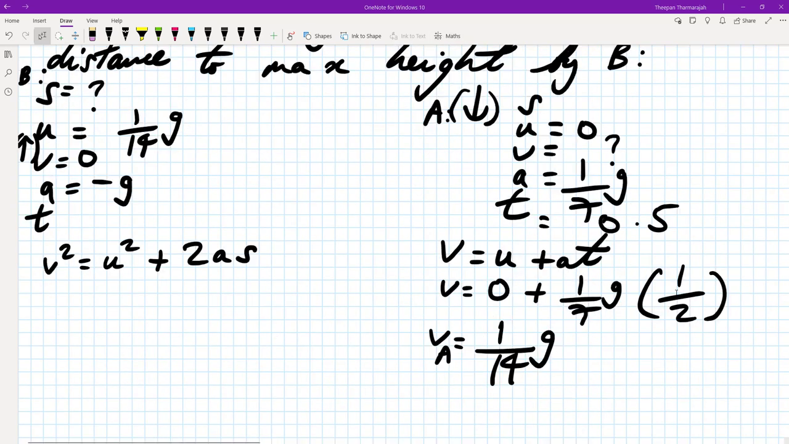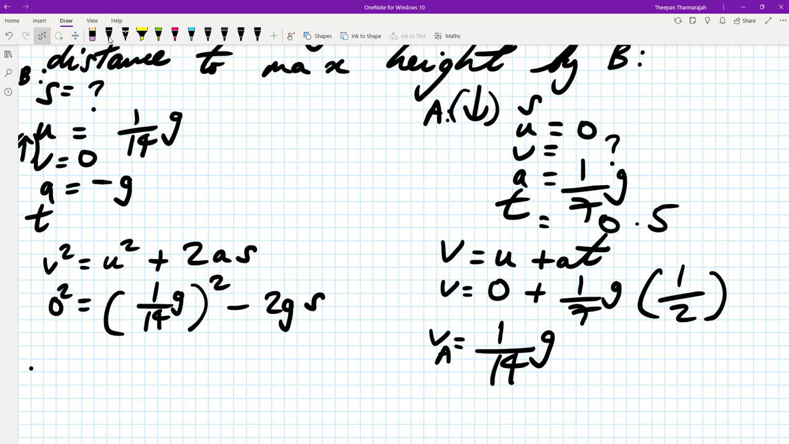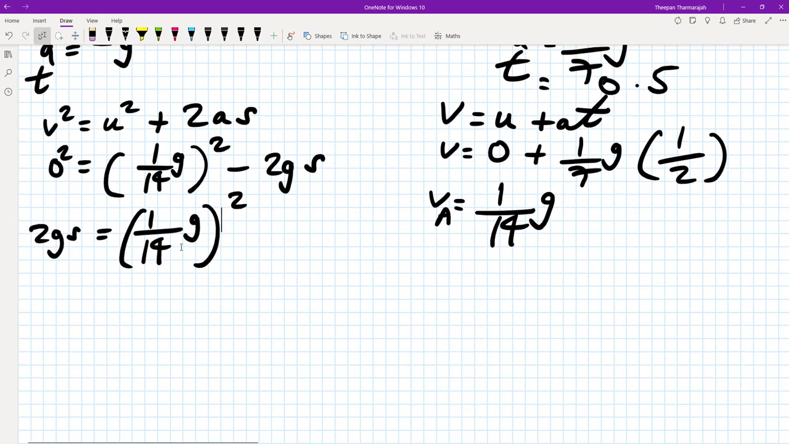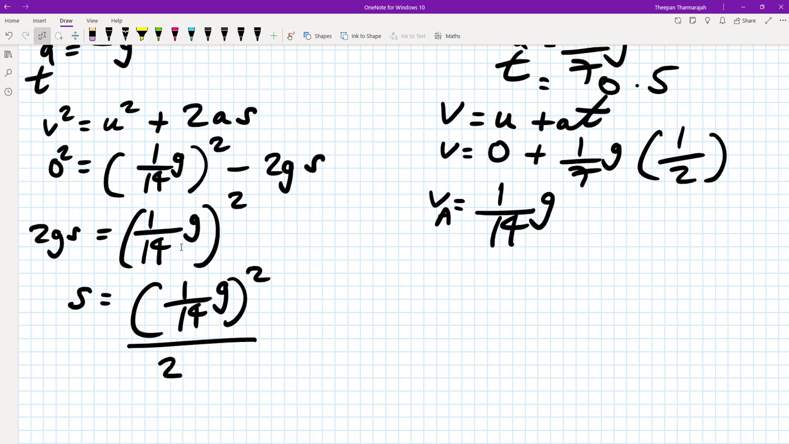So let's substitute this into our SUVAT equation. So we've got 0 squared is equal to (1/14 g) all squared minus 2gs. So 2gs is equal to (1/14 g) all squared. So we can then say that s is (1/14 g) all squared divided by 2g.